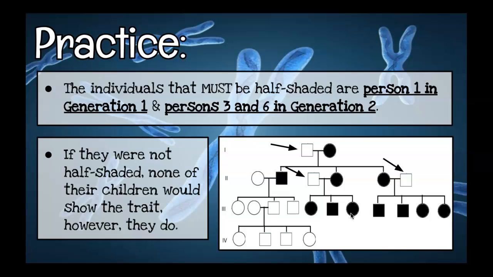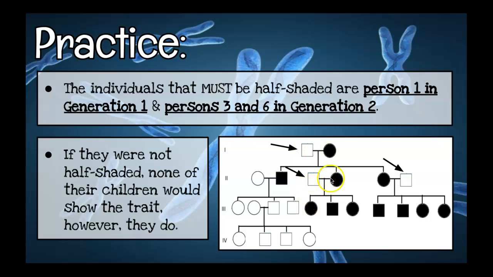Here, the individuals that must be half shaded are person 1 in generation 1, and persons 3 and 6 in generation 2. Okay, see the arrows are pointing to all those people I was just talking about. The reason they would have to be half shaded is because if we're tracking a recessive trait here, that would mean this person would have 2 little letters, so they could only offer a recessive trait. So half of it recessive came from mom, but yet this individual also got another recessive trait, which means dad has to be half shaded as well.